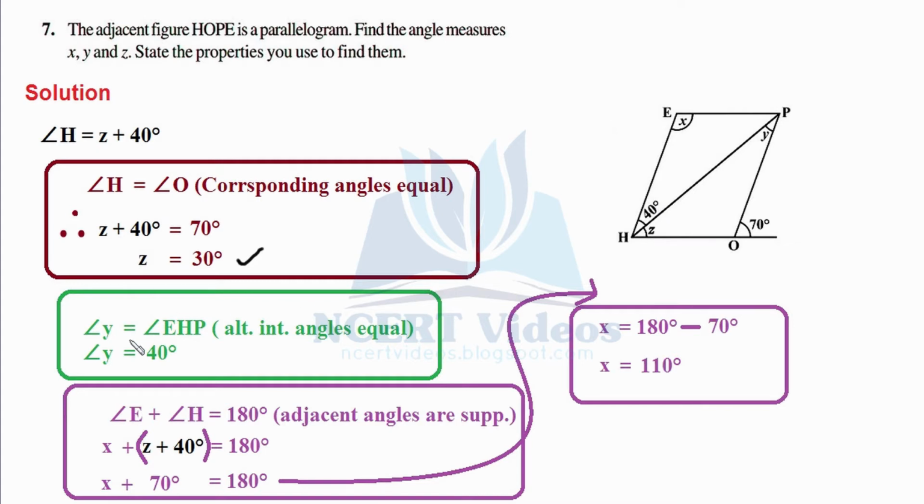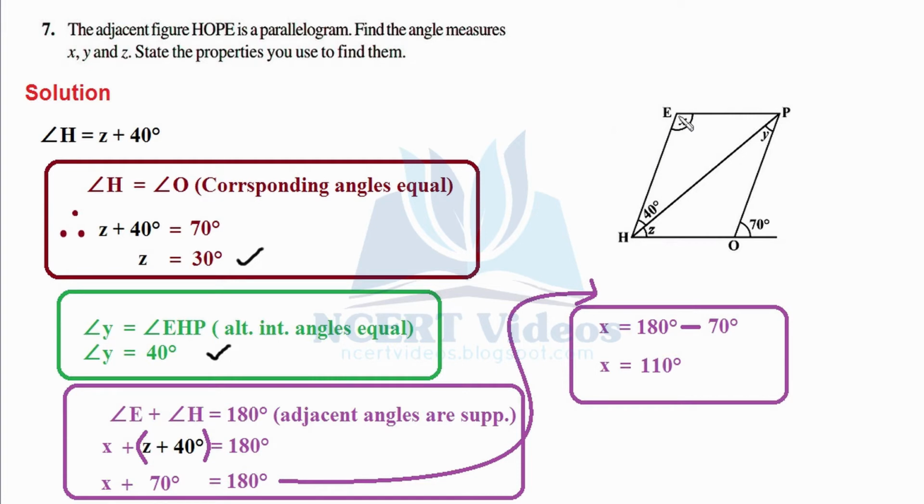Therefore, we write angle Y equals to angle EHP. That is, this small angle Y will be equal to 40 degrees, and 40 degree is angle EHP. Now just plugging the values, angle Y equal to, we know the measure of angle EHP is 40 degrees. Therefore, we have found the measure of angle Y equals to 40 degrees.